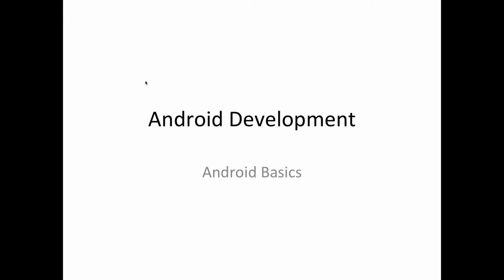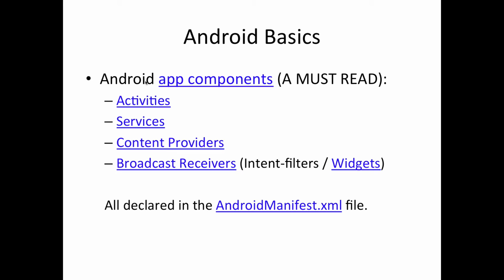So let's get into a little bit of Android development. So the basics. There are 4 main components for an Android app. Not all of them must be there, but the most common are these. So activities, services, content providers, and broadcast receivers.